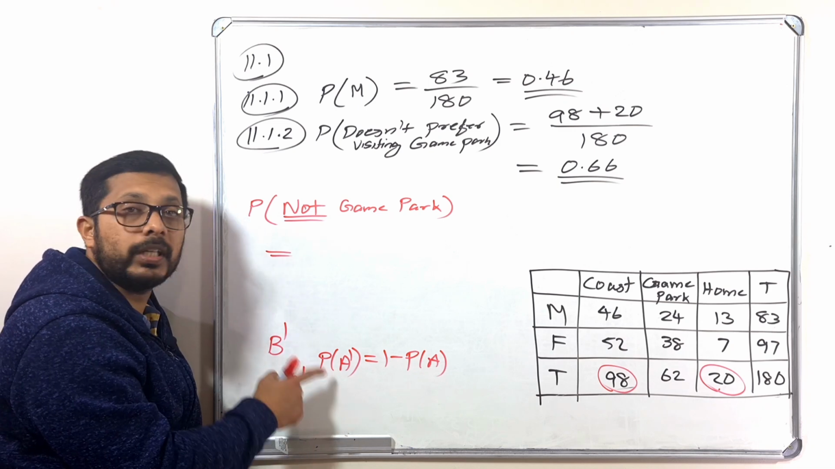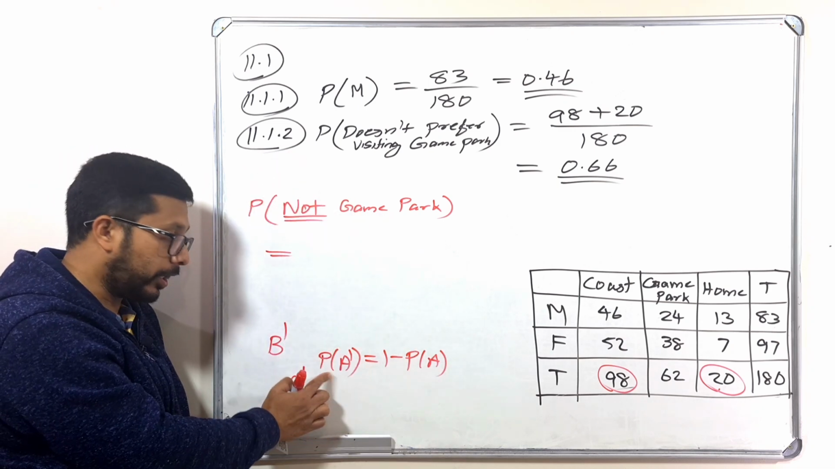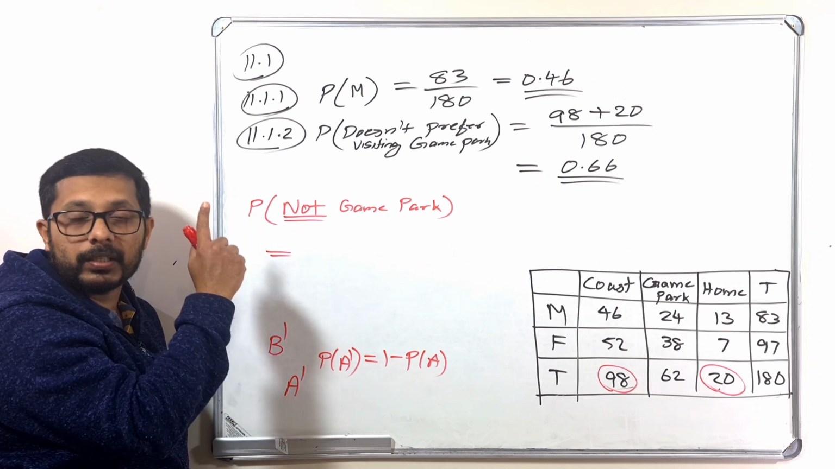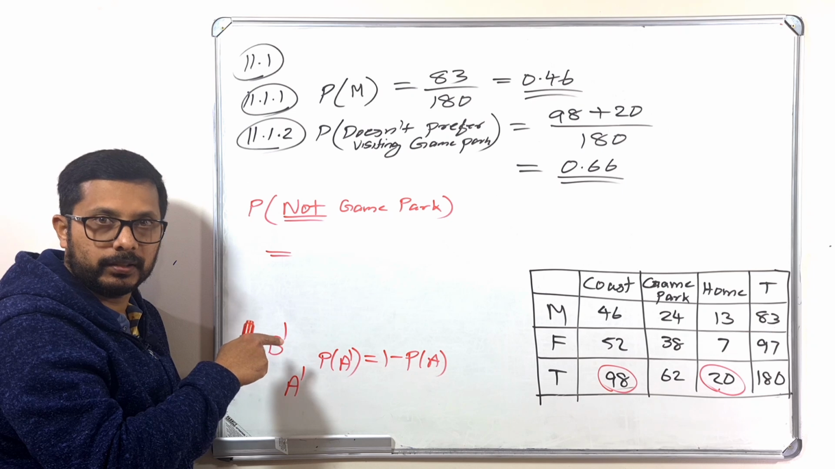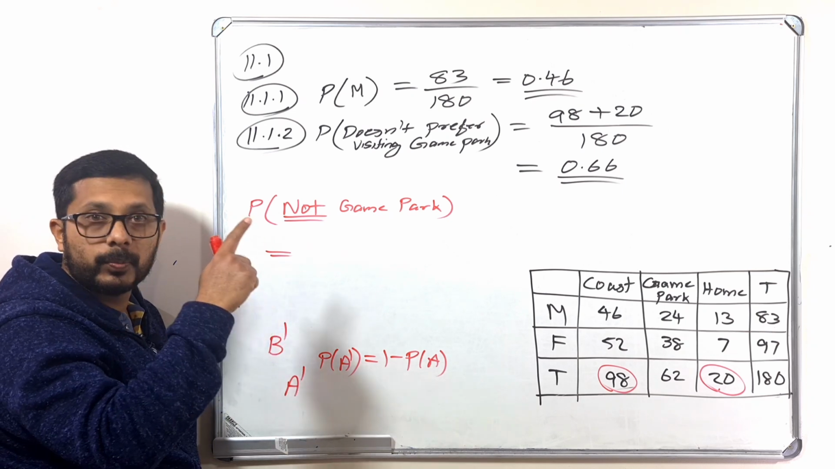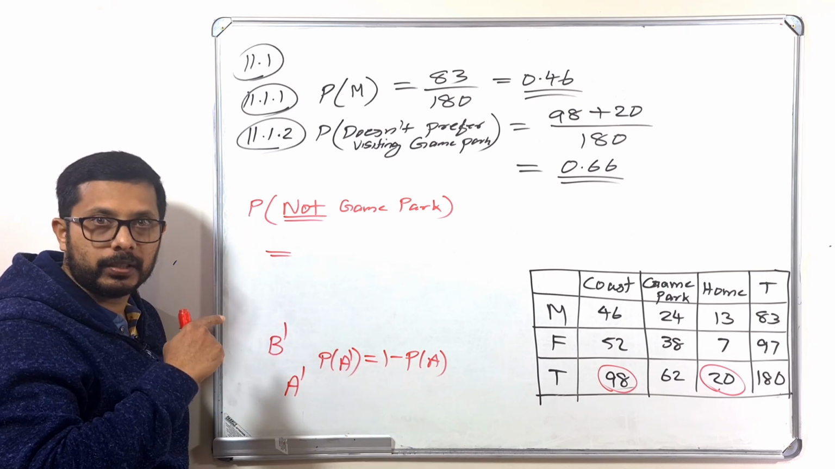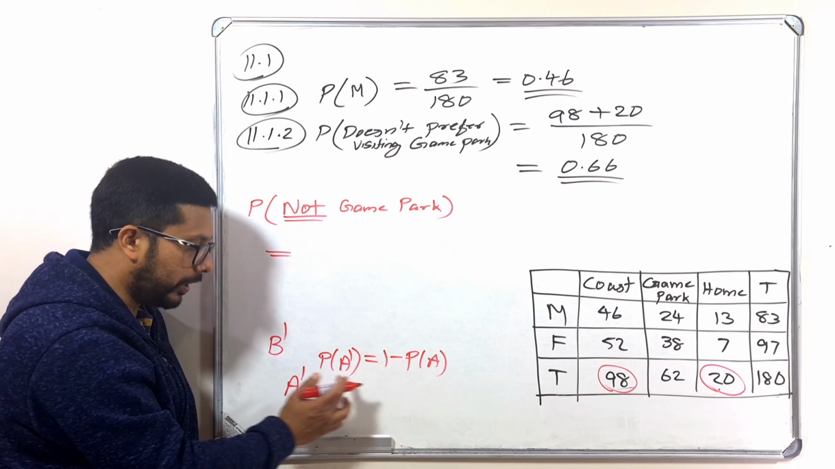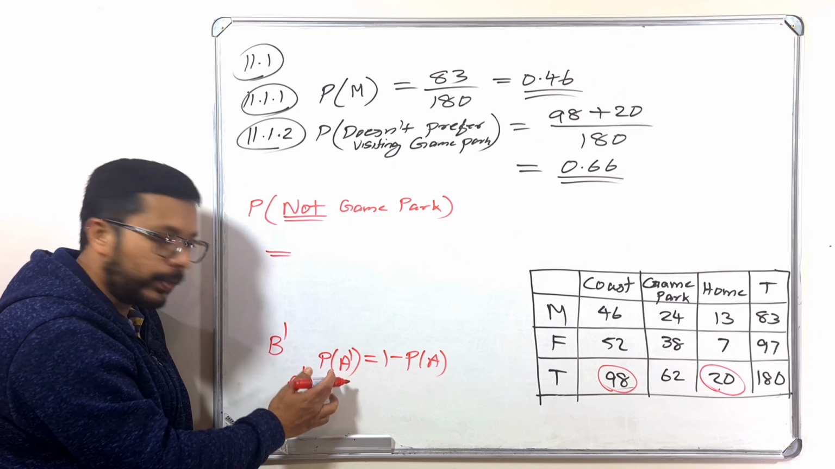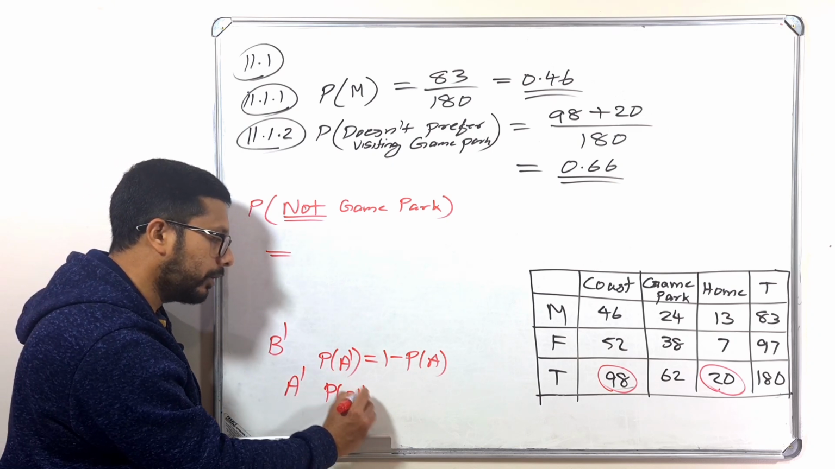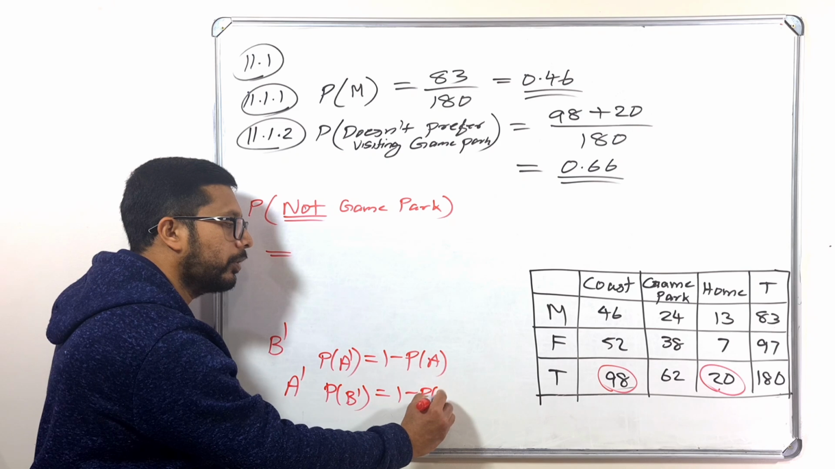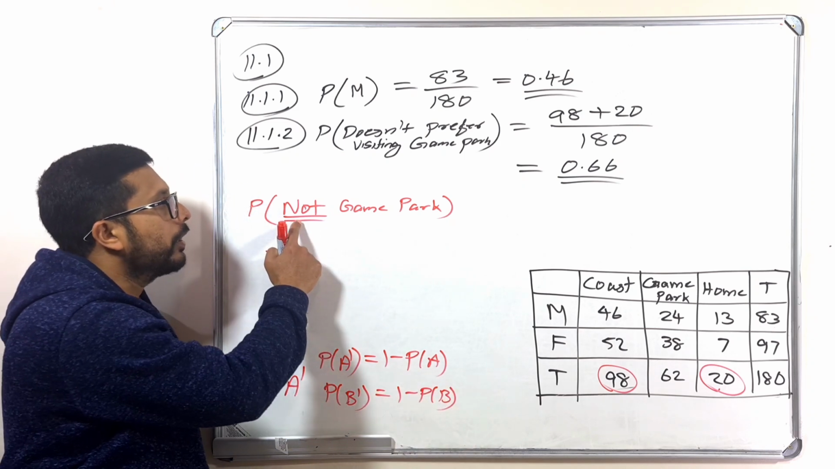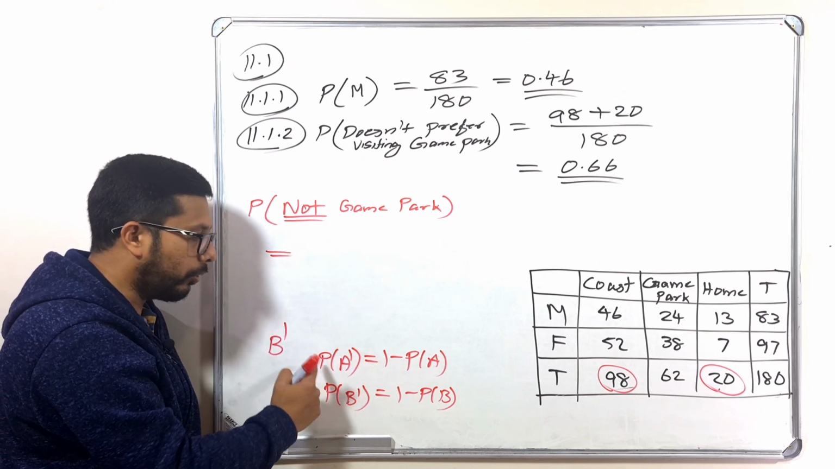If you directly watch this video, you can't understand what I am saying here. So if you want to understand this, you have to watch that first video of this probability section, where I explained with the PowerPoint presentation. So probability of A complement is 1 minus probability of A. And probability of B complement is 1 minus probability of B. This B complement or A complement is the same as not A, not B.